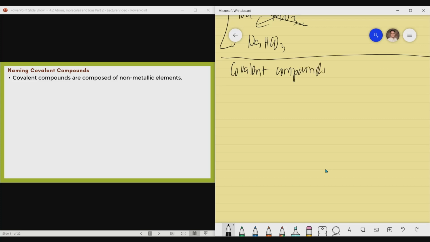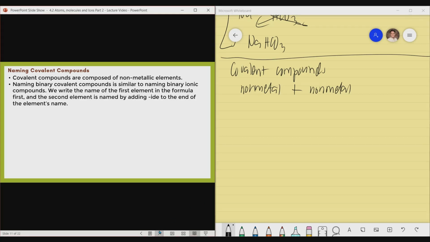Now, let me define first what a covalent compound is. A covalent compound is composed of non-metallic elements. So, ibig sabihin po, covalent ang iyong compound kapag gawa sa dalawang non-metal. So kapag nakita mo na ang compound ay gawa sa non-metal plus non-metal, automatically covalent yan. Kung si ionic, metal plus non-metal, si covalent, non-metal plus non-metal.